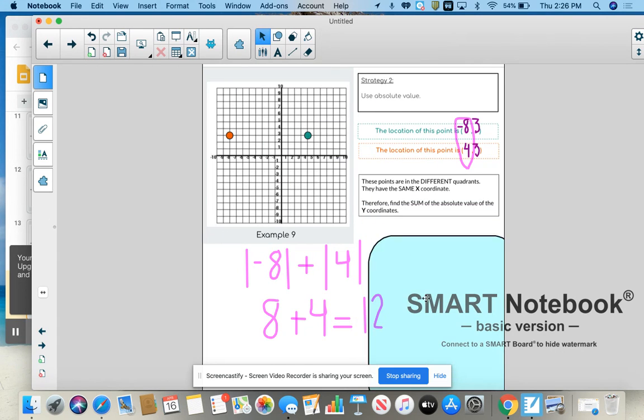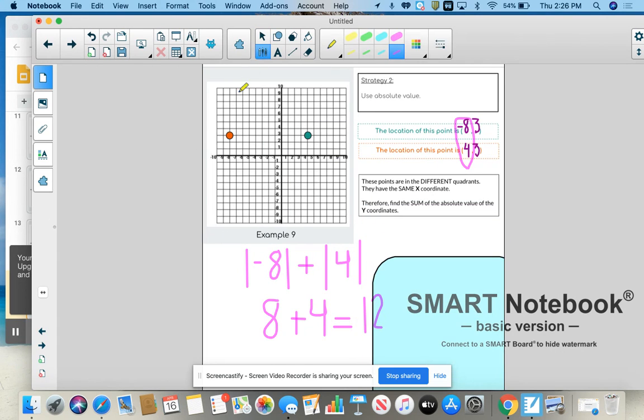And again, if you were to count, from the point to the axis is 8. From the axis to the other point is 4. 8 plus 4 gets you your 12.